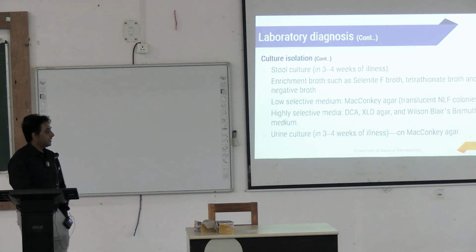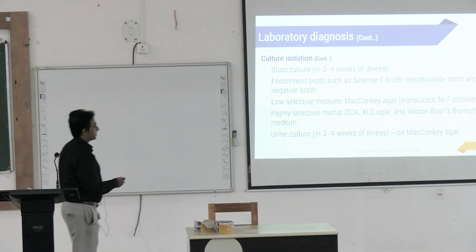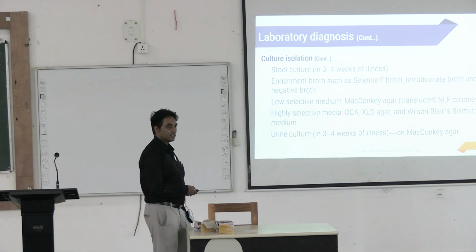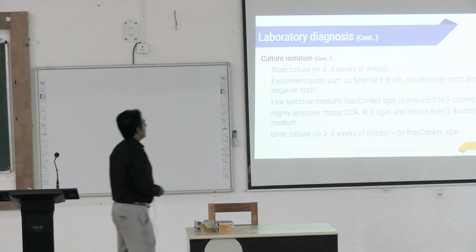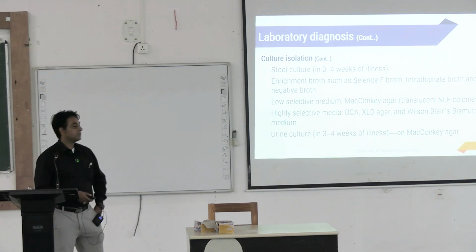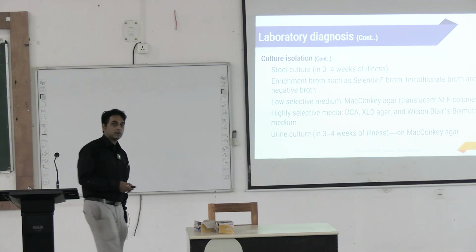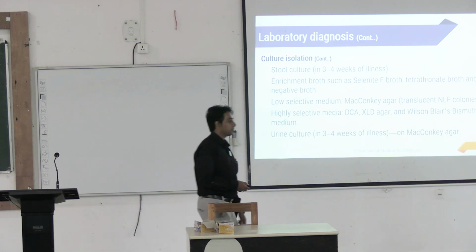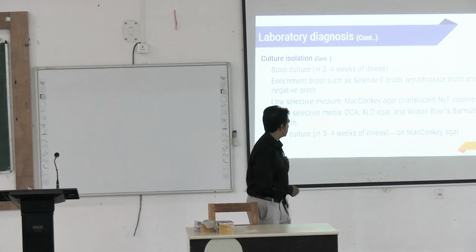What are the lactose fermenting bacteria? E. coli and Klebsiella. And non-lactose fermenting? Pseudomonas and Proteus. So, Salmonella typhi will also produce translucent non-lactose fermenting colonies. Non-lactose fermenting colonies will produce translucent pale colored colonies, and lactose fermenting colonies like E. coli and Klebsiella will produce pink colored colonies due to fermentation of the sugar lactose.